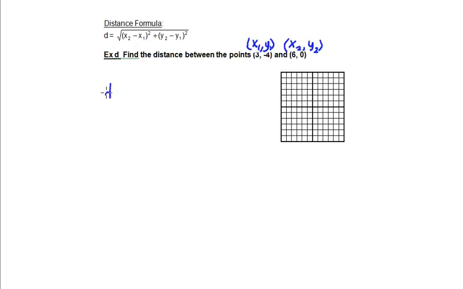So we've got that d is equal to the square root of (x2 minus x1) squared, so that's going to be 6 minus 3. So that's the difference in x coordinates, and square that, and add to that the difference squared for the y coordinates. So y2 is 0 minus y1, which is -4. And those two negatives will cancel, but it doesn't matter because when we square that expression, it turns positive anyway.